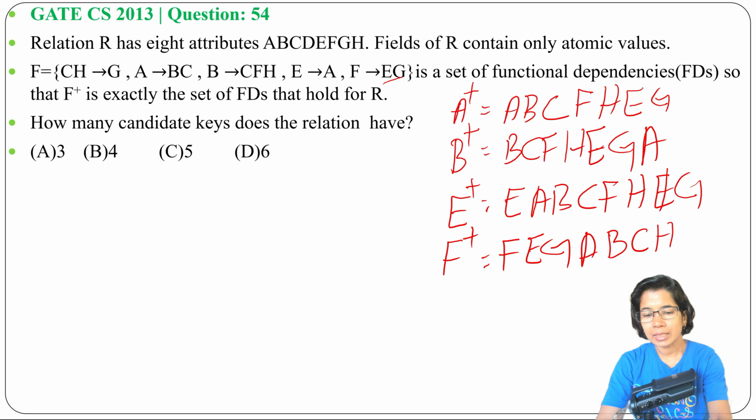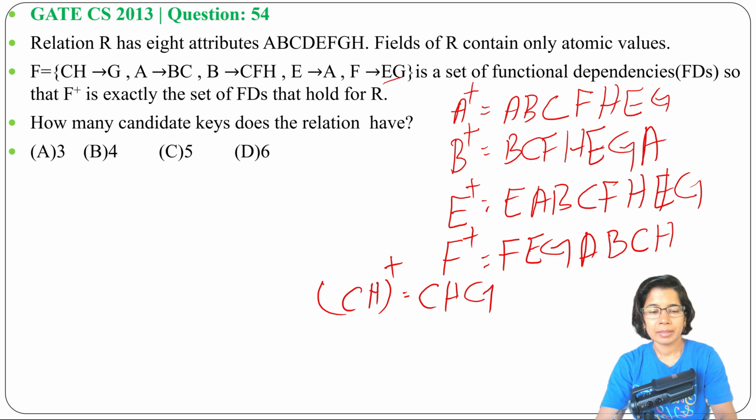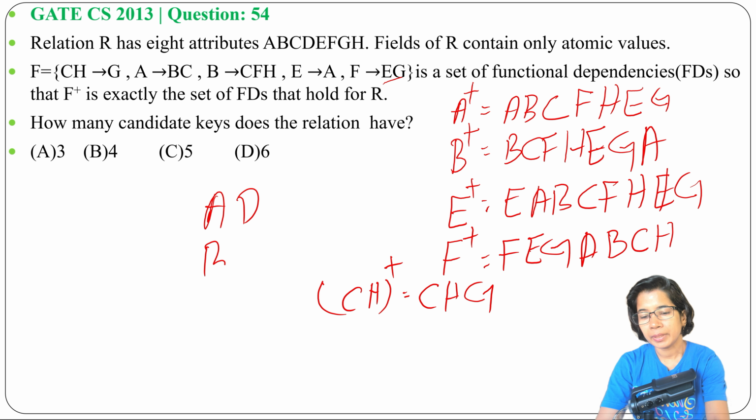Now find C, H positive closure. C, H positive closure will be C, H, G. That's it. So the maximum we are getting is from A, B, E and F. A, B, E, F positive closure contain all the attributes except D. Hence candidate keys can be AD, BD, ED and FD.